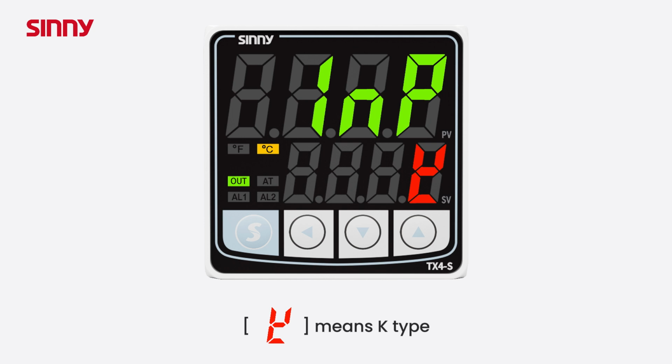K means K type, E means E type, J means J type, N means N type, T means T type, S means S type, R means R type, B means B type, PT means PT100 type, CU means CU50 type.